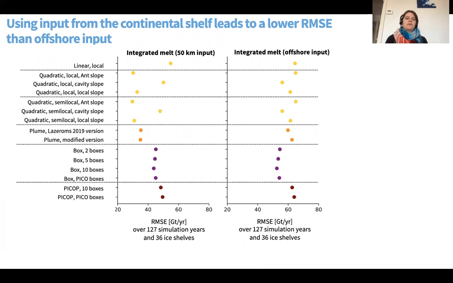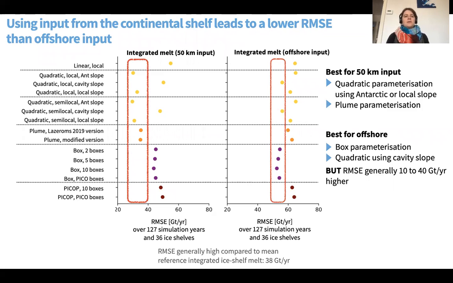So if we compare the performance between the integrated shelf melt using the continental shelf input compared to the offshore input, the first thing that comes to our eyes is that the RMSE is lower if we take the more local, over the continental shelf input than the offshore input, which is logical because it takes into account shelf dynamics and so on.